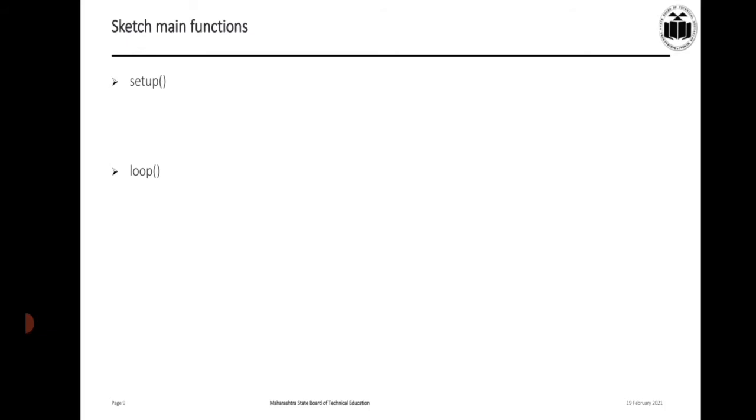Loop is used after the setup function. The loop function is executed repeatedly in the main program. It controls the board until the board is powered off or is reset. It is similar to the while function.